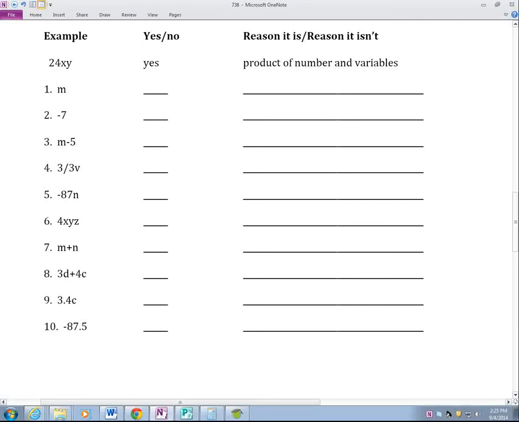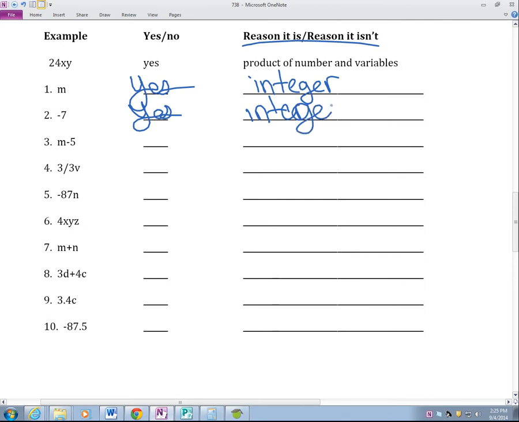Okay? We're going to shoot through these as well because we need to. All right? Same situation, but now we're going to say the reason it is, the reason it isn't. We have m. Is that one? Yes, because it is an integer or a variable. Negative 7. Yes, it is. It's an integer. Do you see a plus or minus in there? No. Forget about it. How about number 3? That one is not because it has a subtraction.